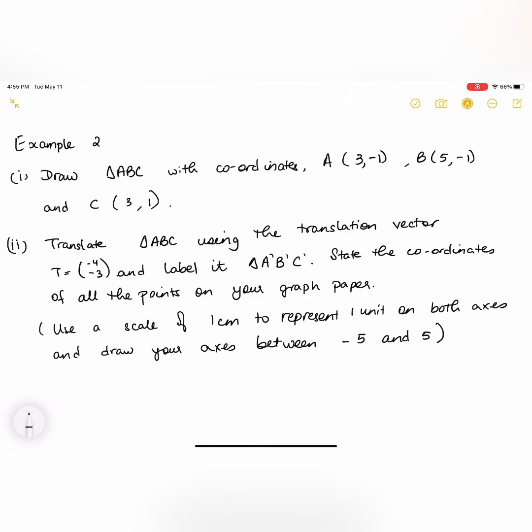So we are going to draw the triangle ABC with coordinates A (3, -1), B (5, -1), and C (3, 1). Then we are going to translate it using the translation vector (-4, 3), and we're going to label it A prime, B prime, and C prime. And we are going to state the coordinates of all the points that we have plotted. So they also give us a guide for the scale as well as the range of values to use. Now, even though the question states that you need to state the coordinates, you should always state the coordinates when you are doing transformation questions. So I didn't do it in the last one, but I'll add it in for you.